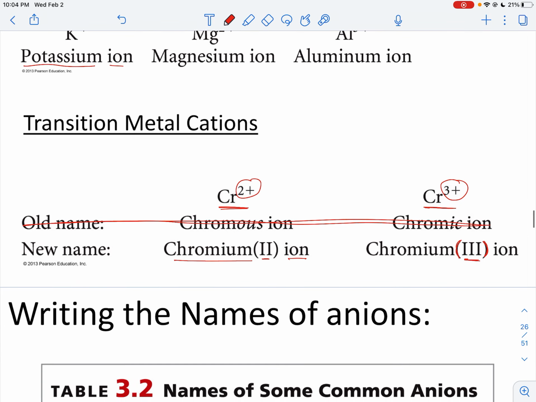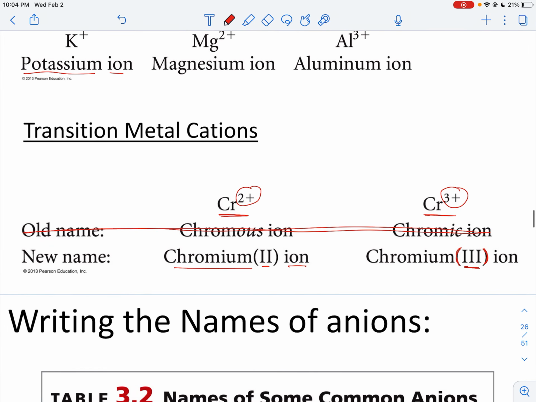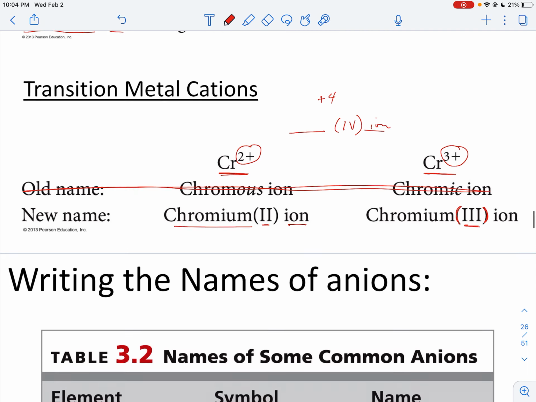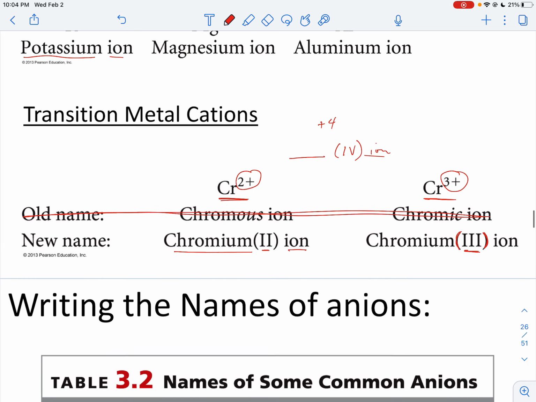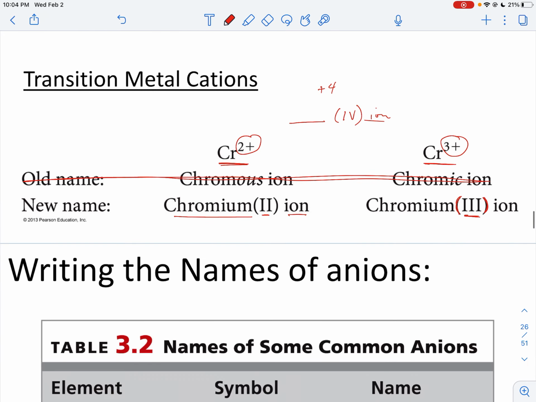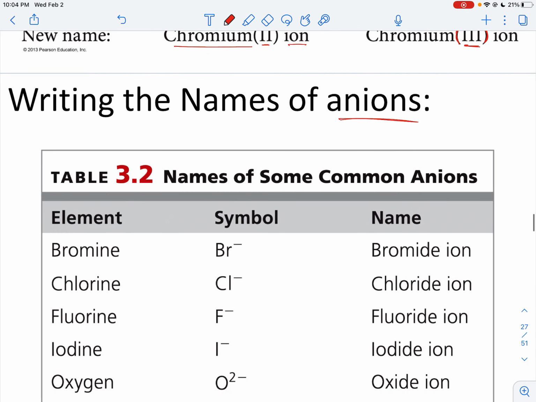So if you need to go brush up on your Roman numerals, like for example, if we had a +4 cation, you'd write the name of that element and then you write parentheses IV, and then you write the word ion, depending on what the element is. Okay, so that's how you name cations. All right, let's go to anions. So how do you name anions?